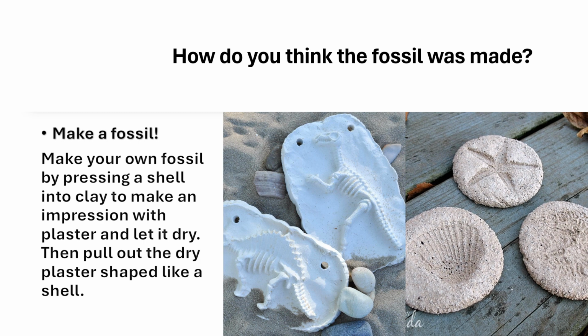How do you think the fossil was made? Make a fossil. Make your own fossil by pressing a shell into clay to make an impression with plaster and let it dry. Then pull out the dry plaster shaped like a shell.